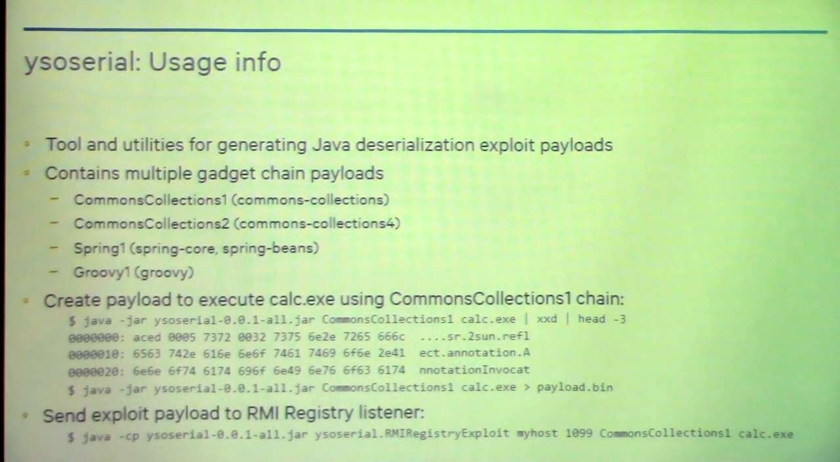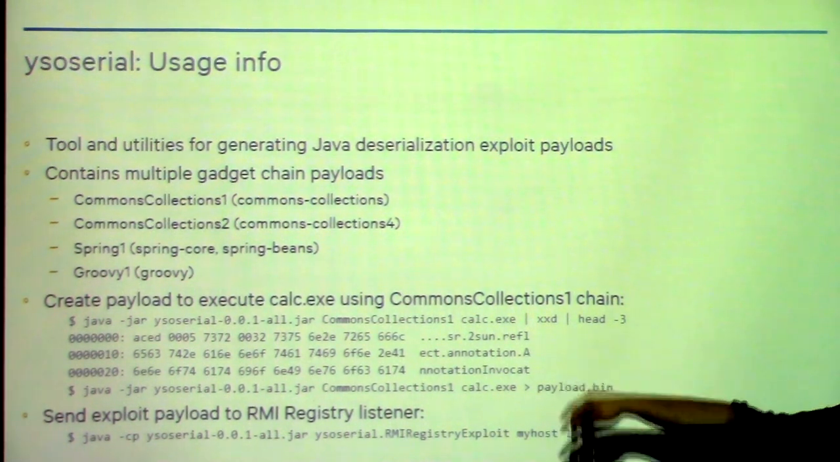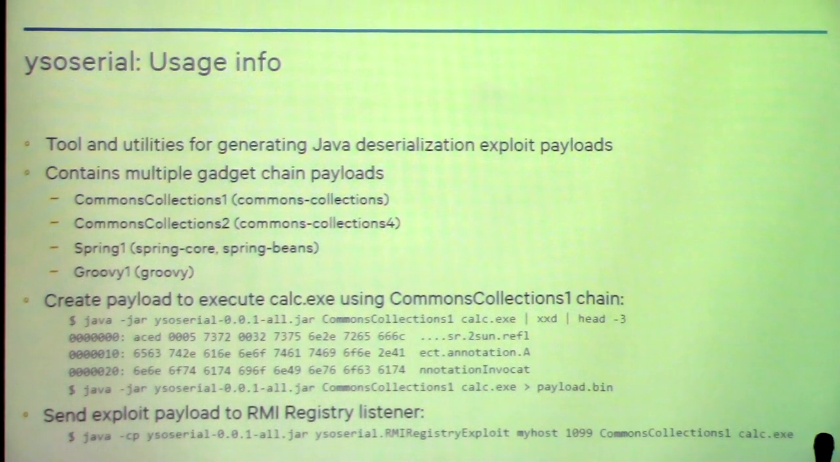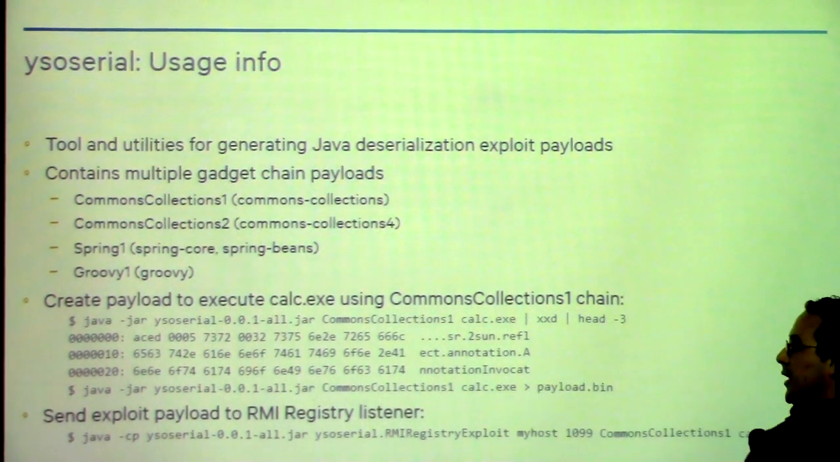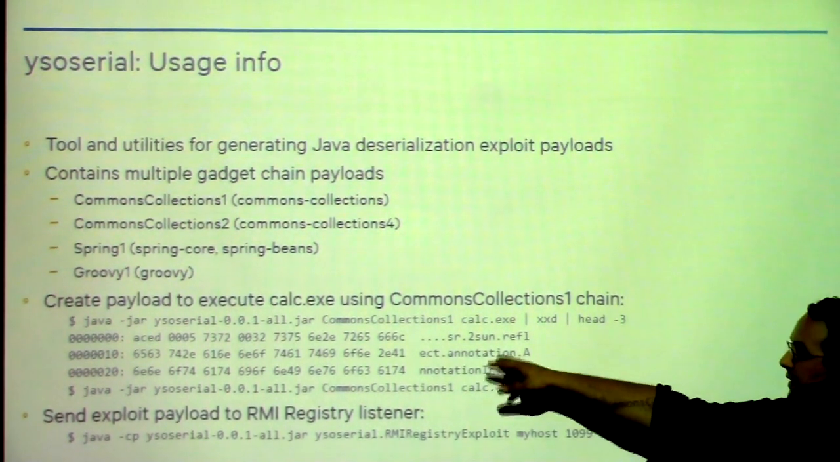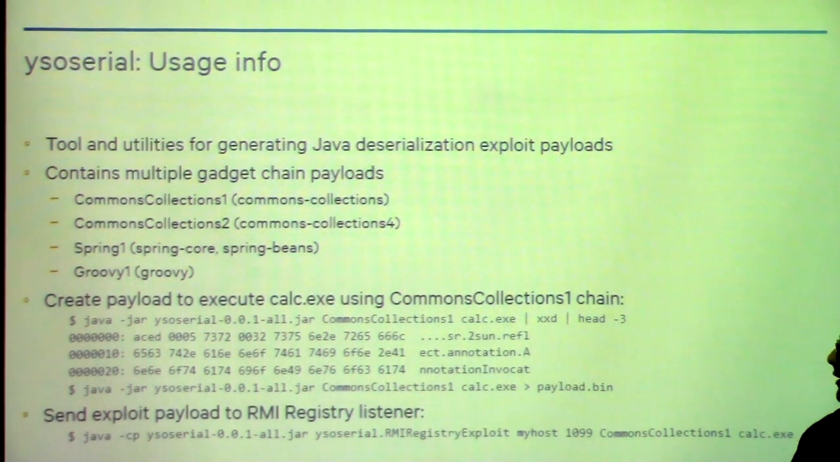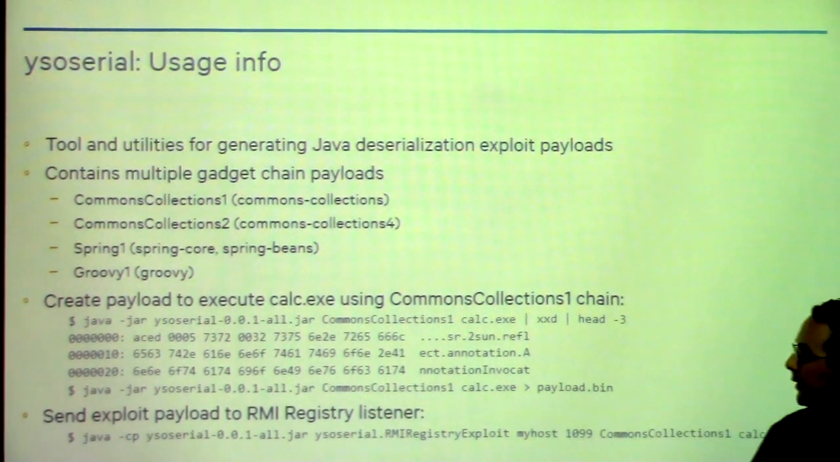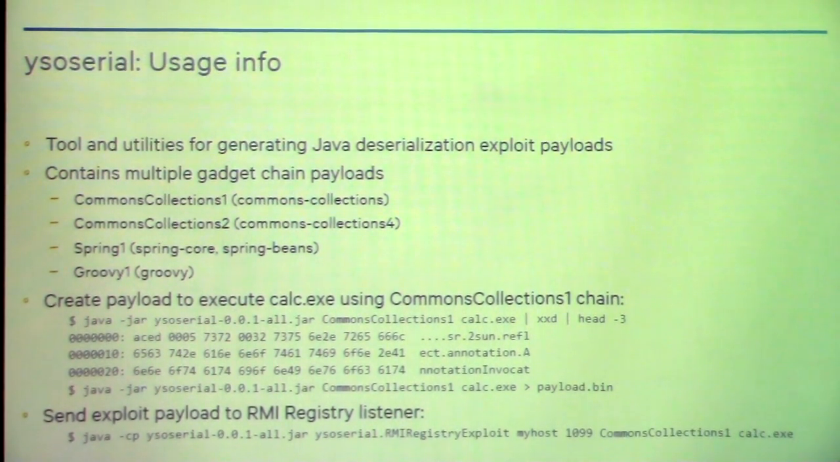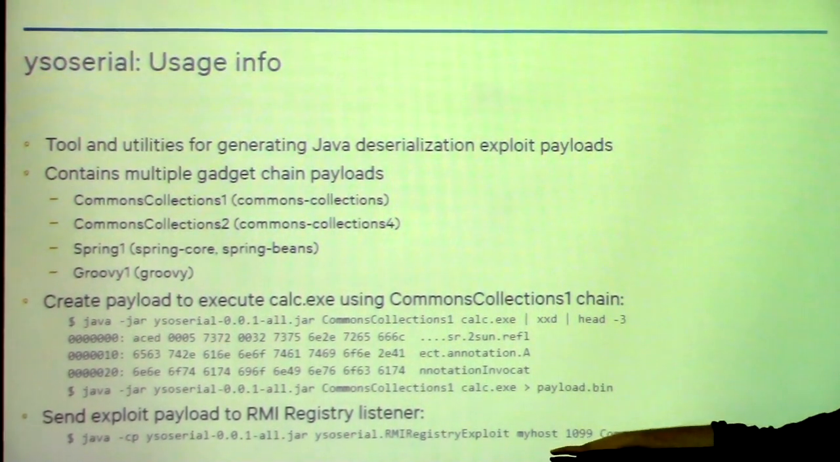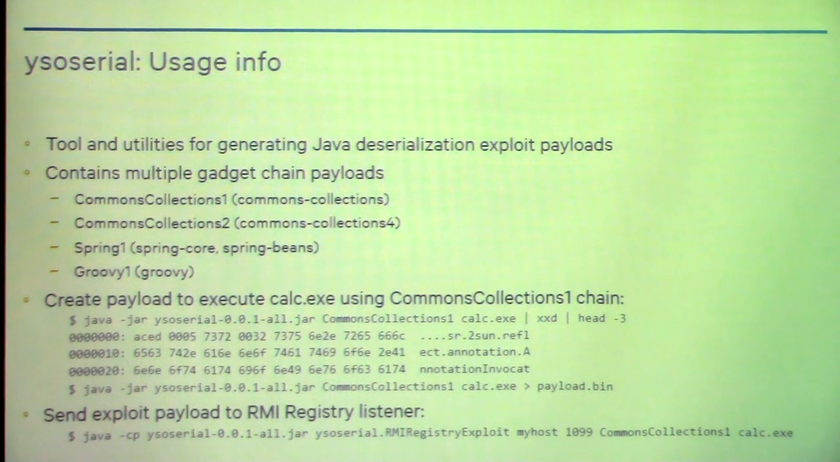So this is an example of how you run it to generate a payload. It's packaged as a jar, so you just run java -jar, you specify the payload type, which is basically the gadget chain you're using, and what command you want to run. Here I'm just piping to xxd, so you can see the same stuff that we've been looking at. And here, just piping into a file. And then there's a little utility, just as a proof of concept, for actually sending a payload to an RMI registry, the exploit.